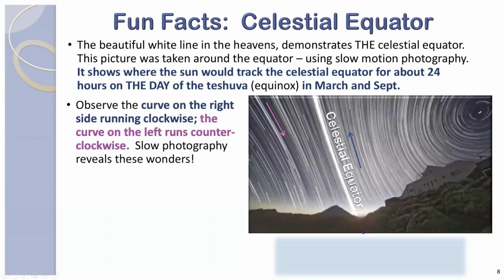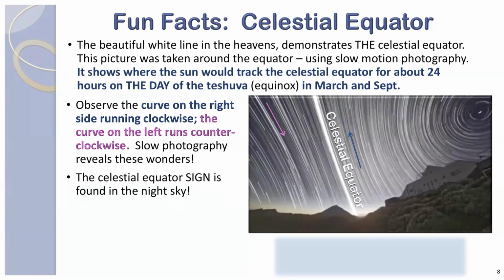And as you can see, there's some pink arrows and blue arrows there. Just observe the curve on the right side running clockwise. Okay, I'm going to say it's going this way around here with the blue arrow. And on the other side of the celestial equator, you have your arrow going downwards, running counterclockwise. Oh, actually, maybe I've got those mixed up. No, I've got these mixed up. So you see, it pays to look twice. Anyway, one goes one direction, one goes the other direction. And slow photography can reveal those wonders.